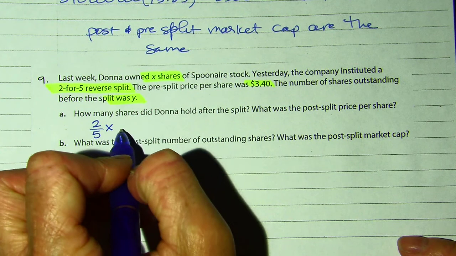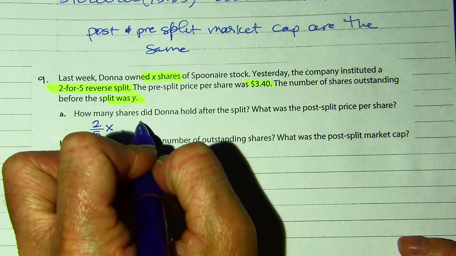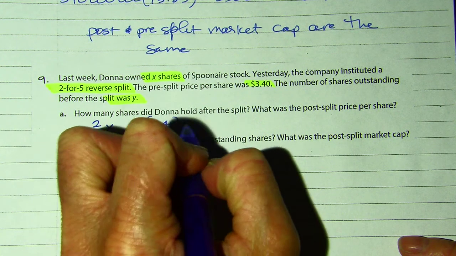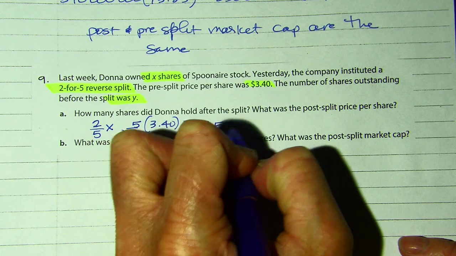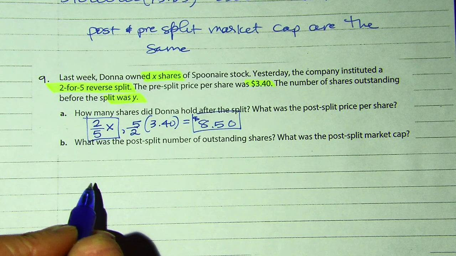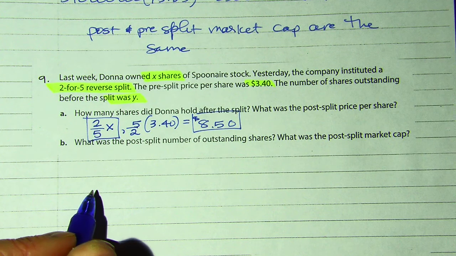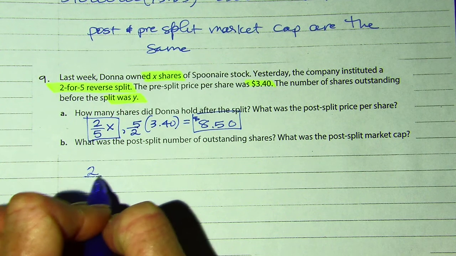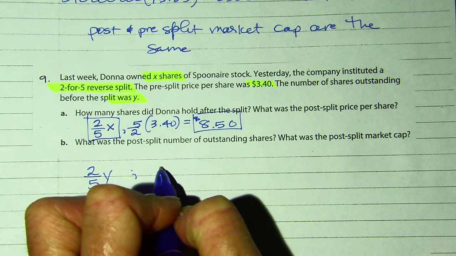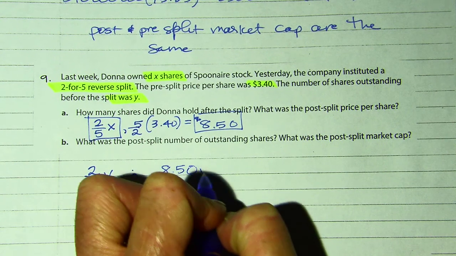The post-split price would be 5/2 times $3.40, which is $8.50. So that's the second part. This is the first part. What was the post-split number of outstanding shares? Well, it would be 2/5 times Y, and the market cap would still be $8.50 Y.